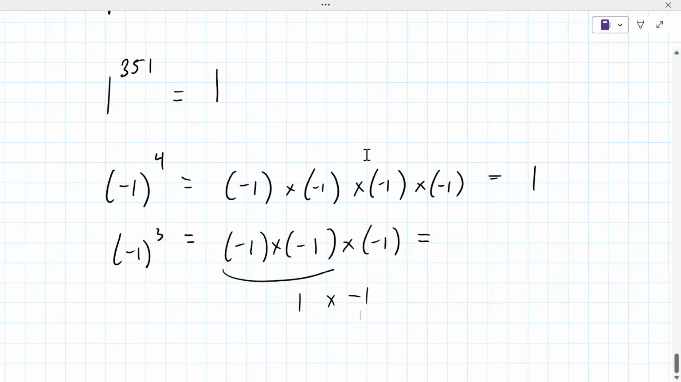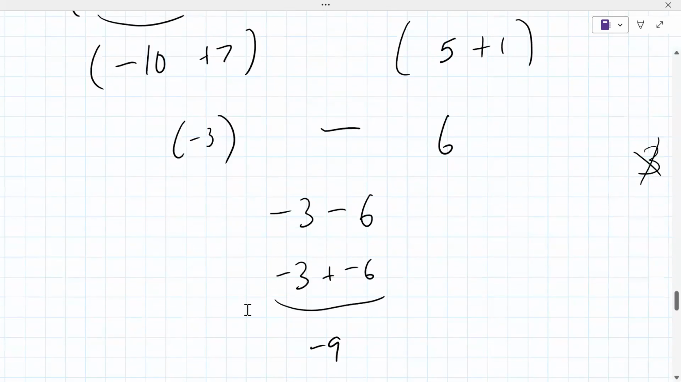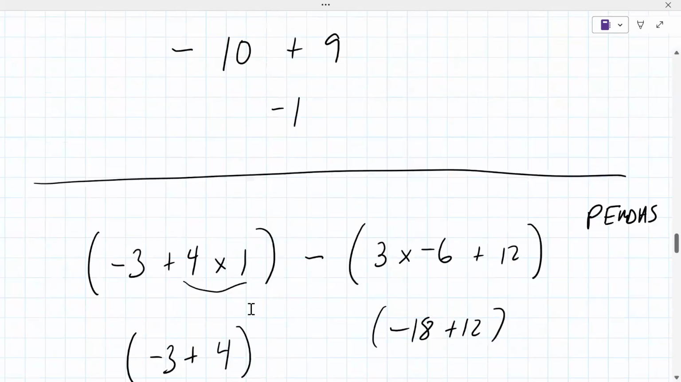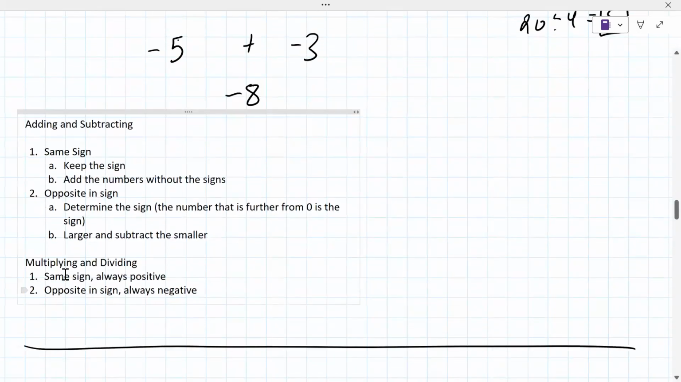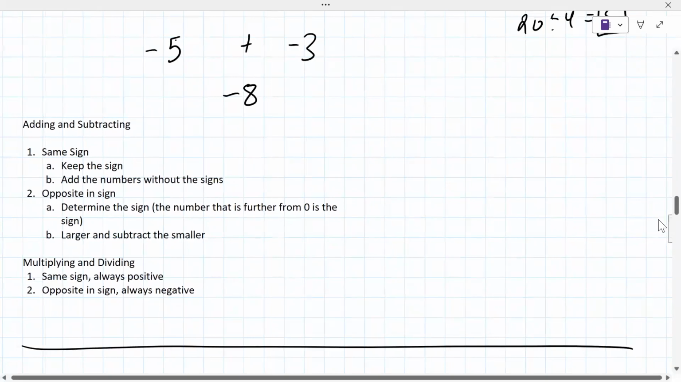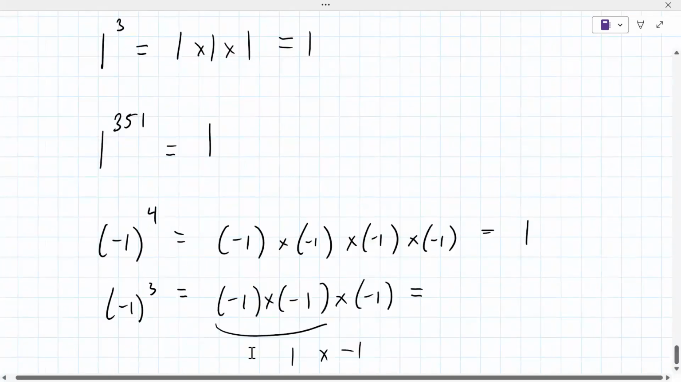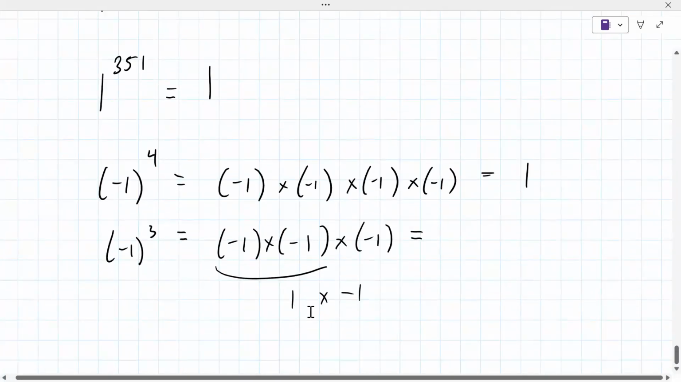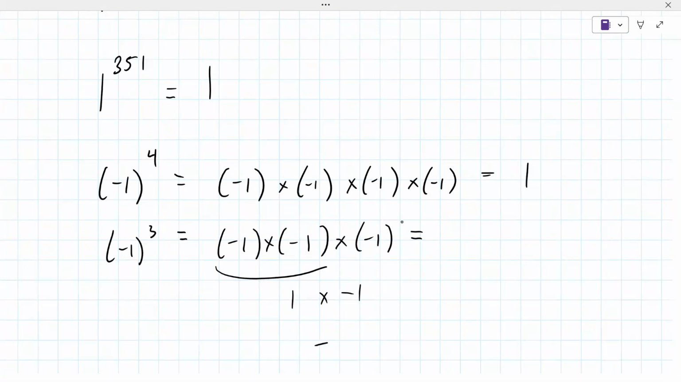If they're both different signs, you'll have to see which one's farther from 0. No, you're multiplying. Let's go back. This is why you've got to have these rules so clear. What is the rule for multiplying and dividing? Same sign, always positive. Opposite in sign, okay. So we're multiplying. Is the answer positive or negative? Negative. And then you just multiply the numbers.